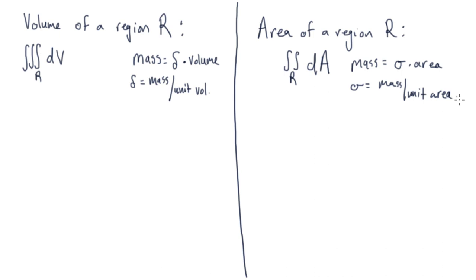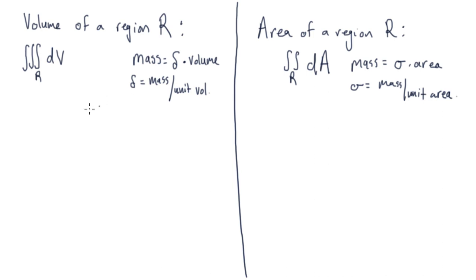But there's a problem. This is assuming that the mass is uniformly distributed through the region. Or in other words, the mass per unit volume is constant. It's not changing. And then the same thing for the area. We're assuming here, with this simple multiplication equation to find the mass, that the mass per unit area is constant, or in other words, the mass is equally distributed over the area. And now that's not always the case.